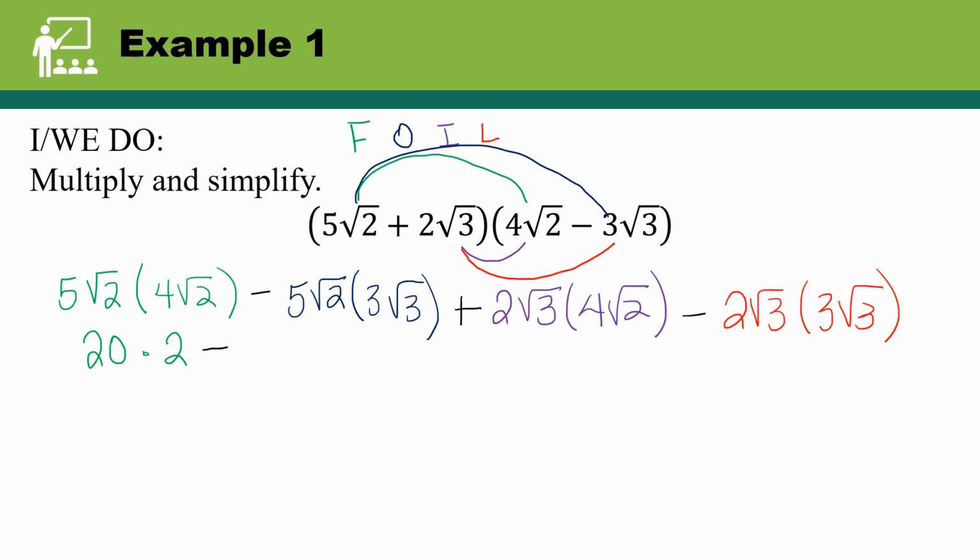Next, we have 5 times 3 is 15. Square root of 2 times the square root of 3 is the square root of 6. We have 2 times 4 is 8. Square root of 3 times the square root of 2 is the square root of 6. Two times 3 is 6. Square root of 3 times the square root of 3 is 3.